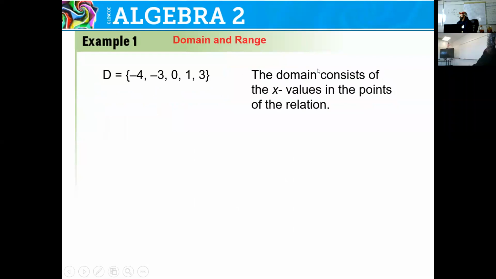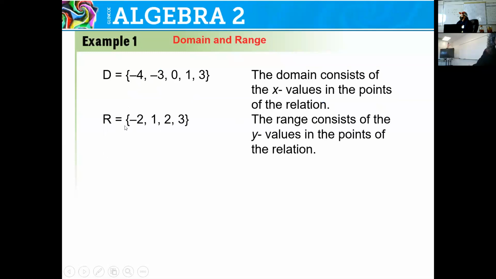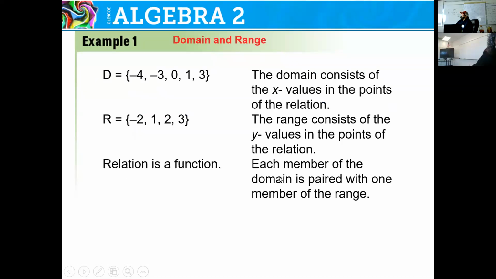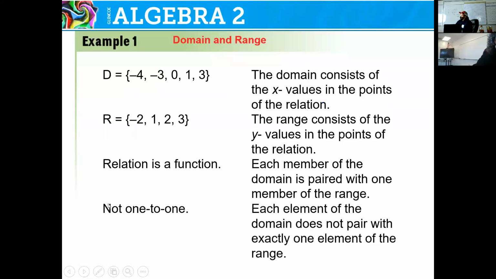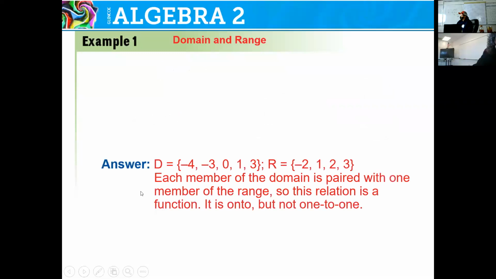So the domain, once again, listed from least to greatest. The range listed from bottom to top, least to greatest. Okay, it is a function. It passed the vertical line test. It is not one-to-one. It did not pass the horizontal line test, but it is an onto function. So full answer, domain here, range there. Each member of the domain is paired with one member of the range. So this relation is a function. It is onto, but not one-to-one.